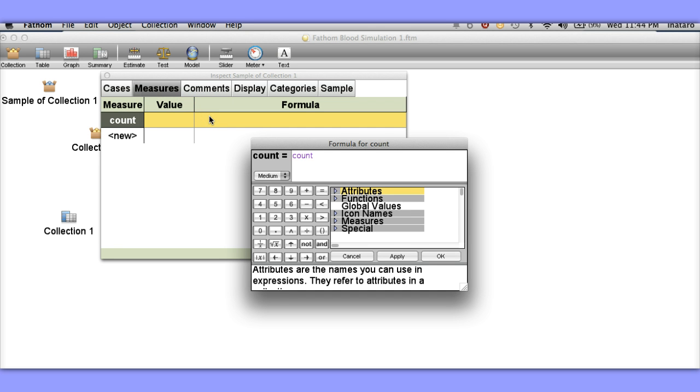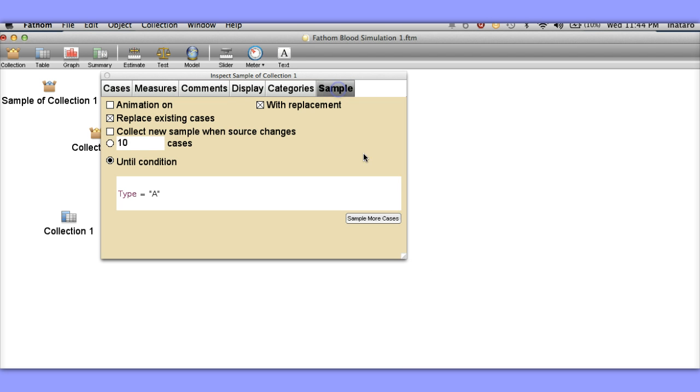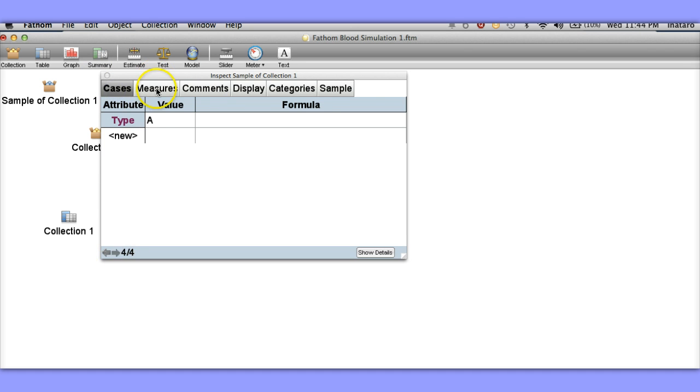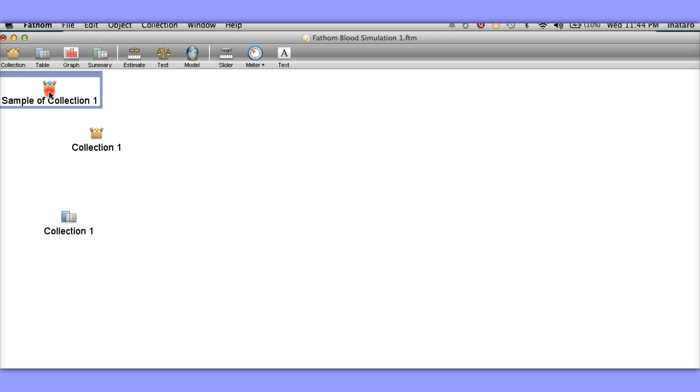So we're going to add a formula called count with empty parentheses. And we can see that the count here is 2, and that's good because it took us 2 tries to get type A blood. Here 4, and our measure for count is 4. So now let's collect some measures.